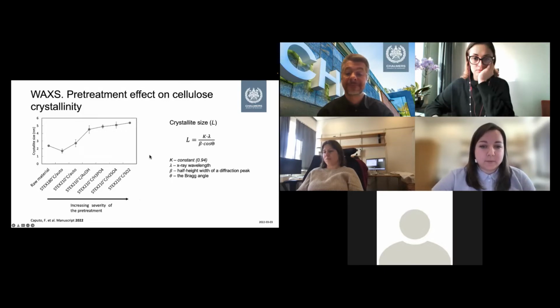So for the same samples, we determined the crystallite size of cellulose, and then we saw a clear change in the crystallite size of cellulose with increasing severity of the pretreatment. And this was a clear indication of fibrillar aggregation in the sample.